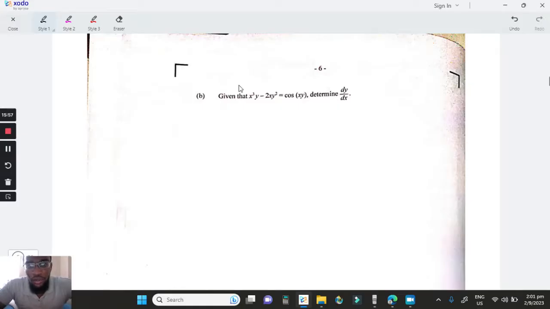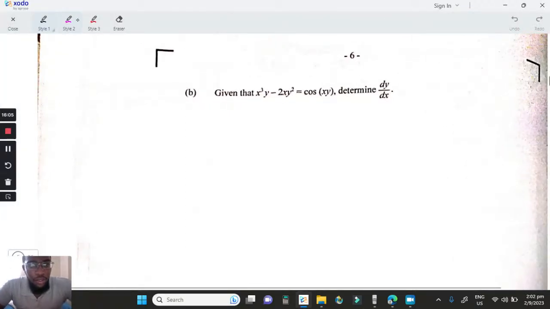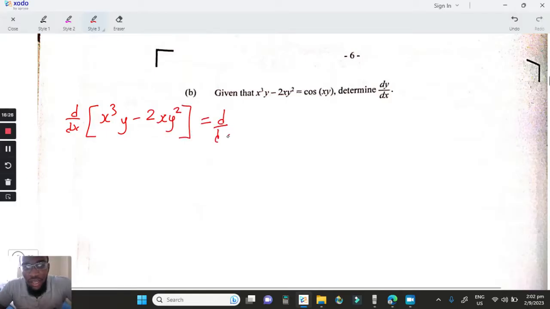Now for this part, I'm going to zoom in some more just so it's easy to see. It says given that x cubed y minus 2xy squared equals cos xy, determine dy by dx. So we have to do what we call implicit differentiation. We're going to have to differentiate both sides, the left side x cubed y minus 2xy squared, and also the right side, and that will allow us to find dy by dx after we transpose for it.